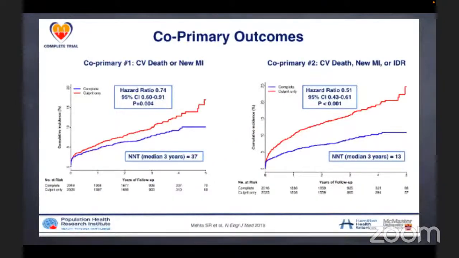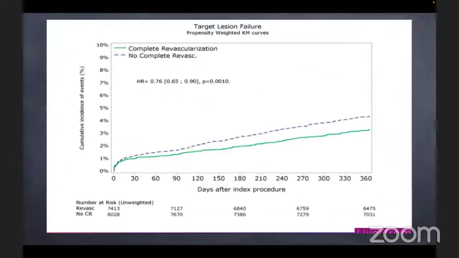So these are some of the Kaplan-Meier curves which show that complete revascularization is better than culprit only revascularization. So what we are afraid of is target lesion failure, and this has also been shown recently that with complete revascularization, target lesion failure was less common than incomplete revascularization.